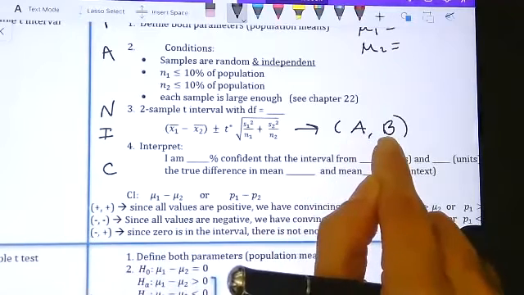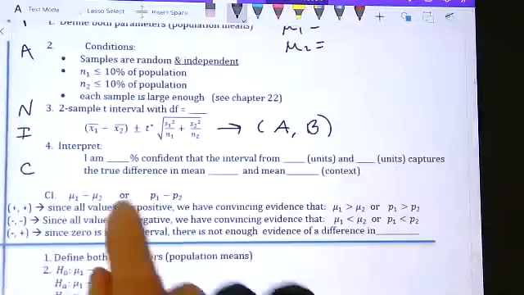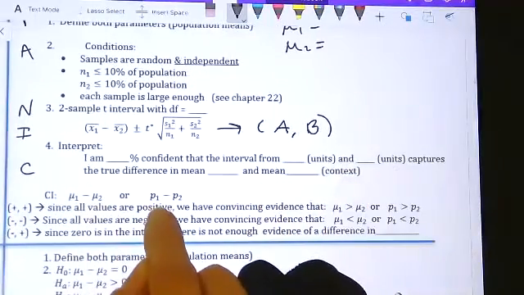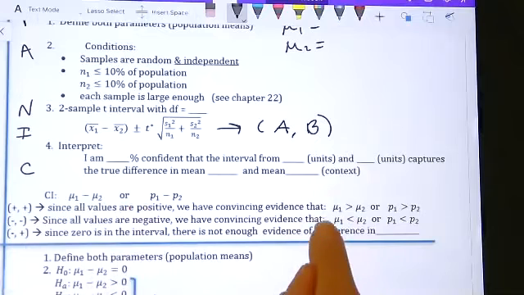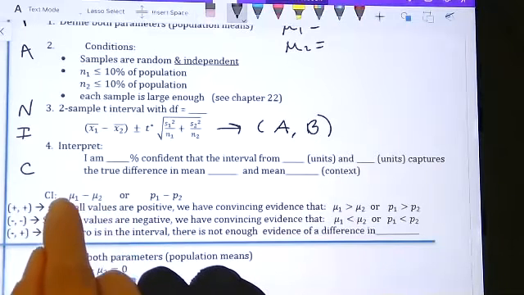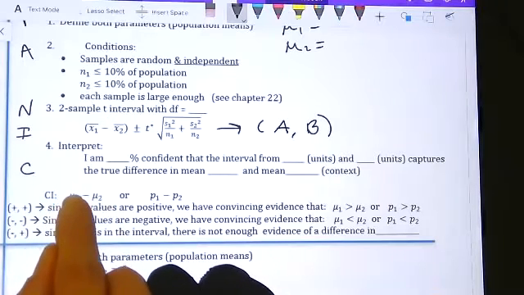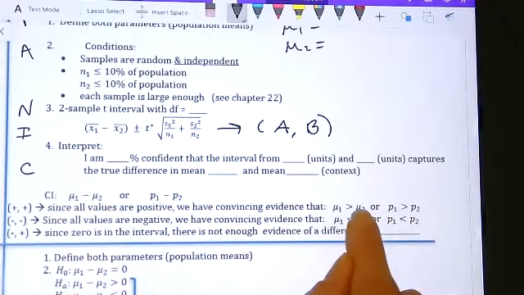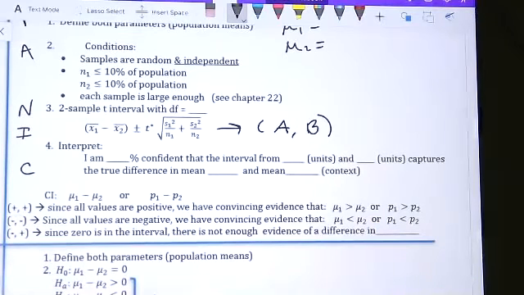In other words, this number could be positive and this number could be positive. What does that tell us? Since all the values are positive in our confidence interval, that gives us evidence that the second one here is smaller than this one. When you subtract these two numbers and you get a positive number, it means this one is smaller, that one is bigger. So we can actually make that conclusion if all the numbers in the confidence interval are positive.